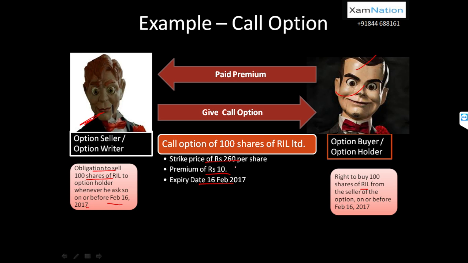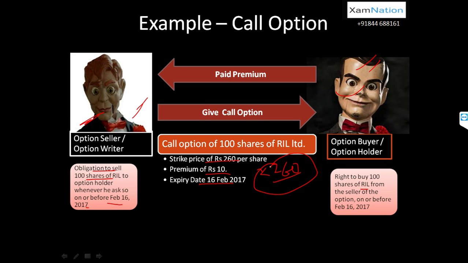Now let's see, up to Feb 2016 or 17 Feb 2017. Let's say the price of Reliance is less than 260. If it remains less than 260 in the spot market, what will this person do? Will he exercise the option? No, he will not exercise the option. Why? Because he has the option to buy from this person. Why would he buy from this person if the spot price in the market is rupees 260?